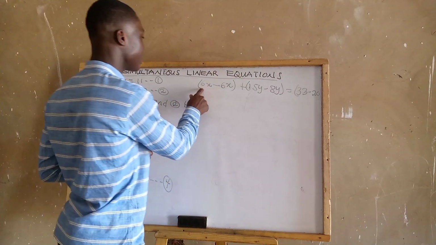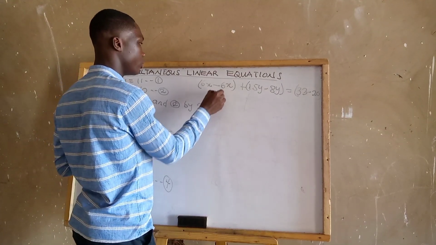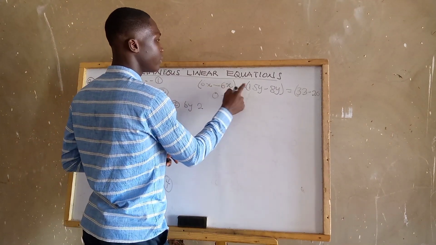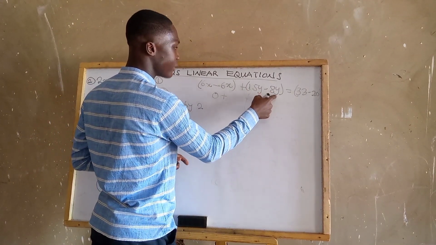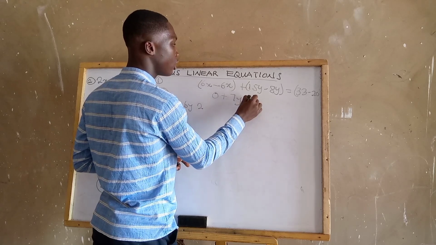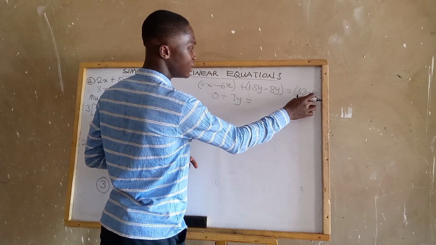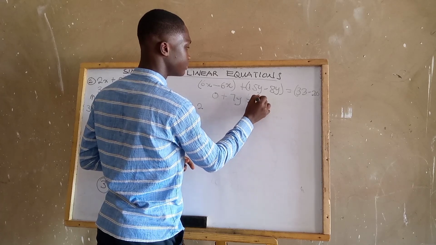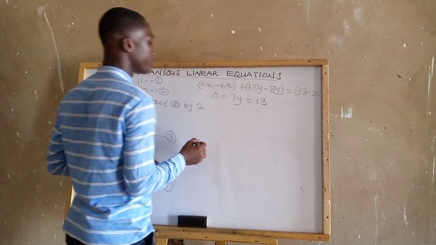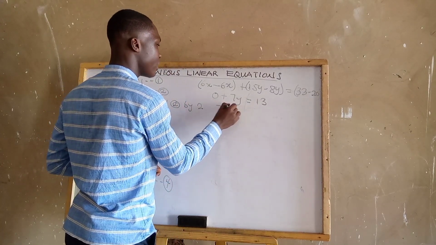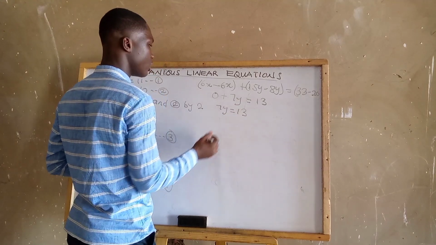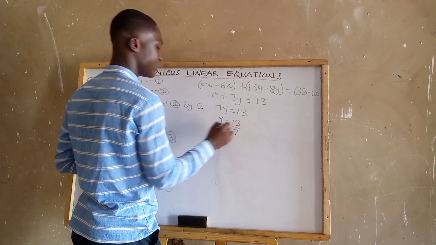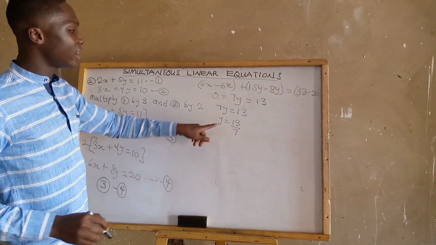Now 6x minus 6x equals 0, so x has been eliminated. We have 15y minus 8y, which gives us 7y, is equal to 33 minus 20, which gives us 13. So now we have 7y is equal to 13, so y is equal to 13 over 7. This is the value of y.